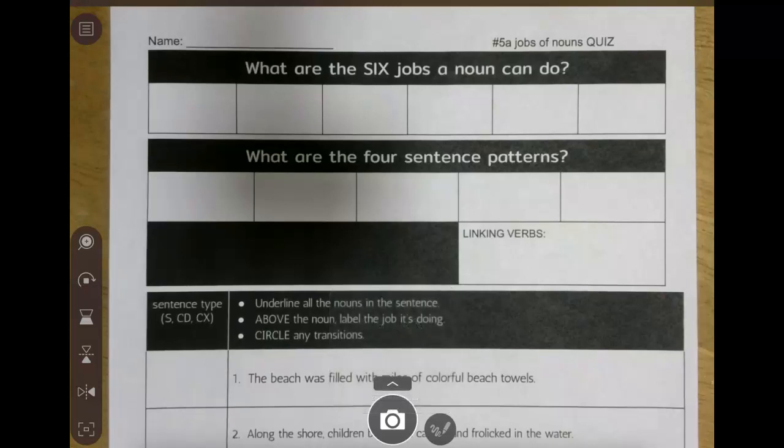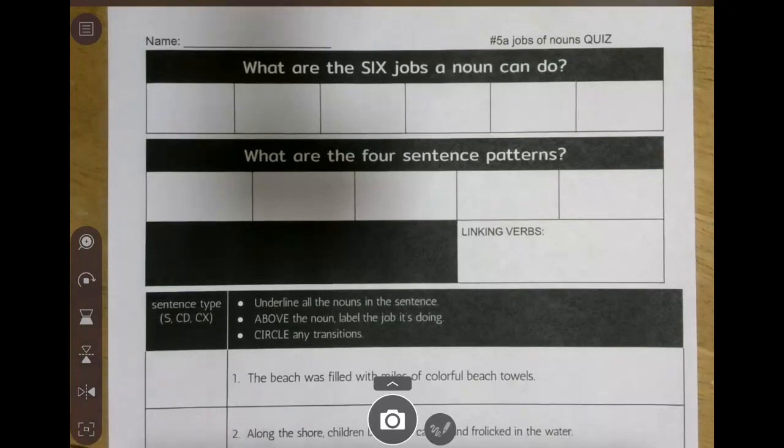If you're watching this screencast, then you are choosing to do a retake on this Jobs of Nouns quiz. The first part of that is on the reverse side of your test. You'll see another copy, a blank copy of this, so that you can walk through the screencast and we're going to do it together. And then you can go back and compare your answers so that you see what you did wrong.